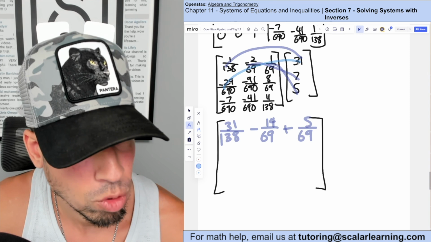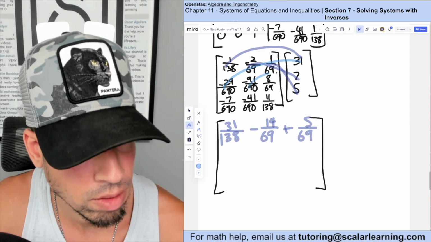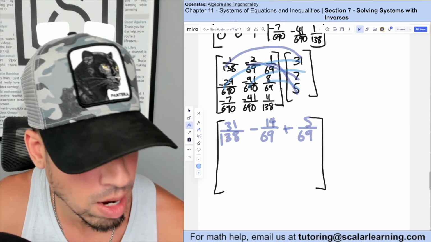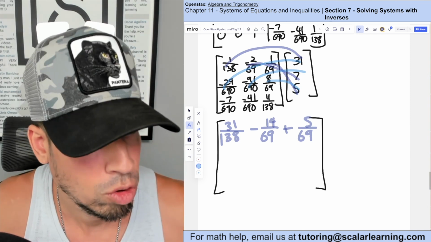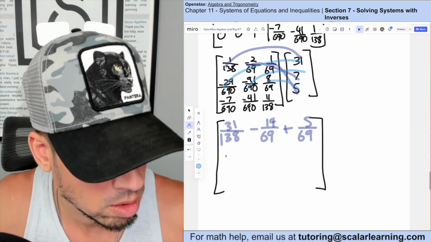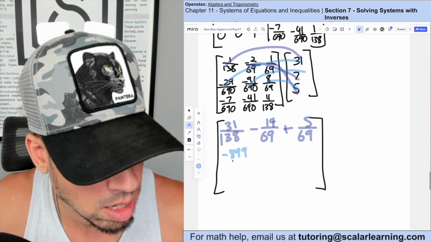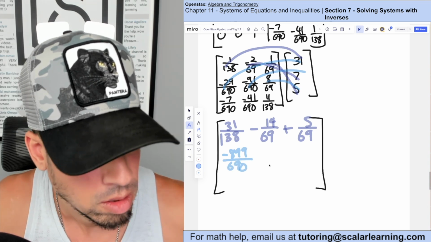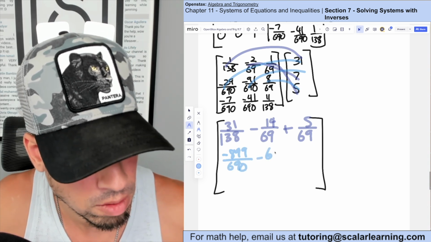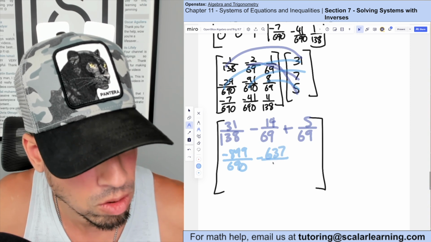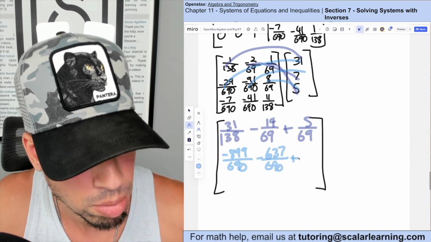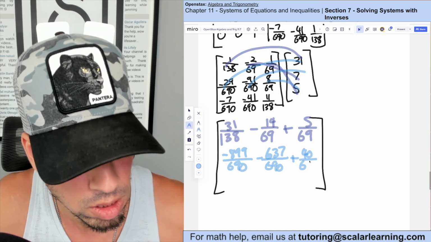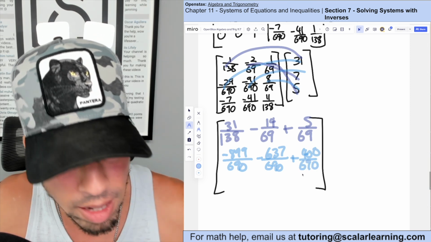Then we got negative 29 times 31, negative 91 times 7, 8 times 5, and with those denominators. So 31 times 29 is negative 899 over 690. 7 times 91 is negative 637 over 690, and then plus 40 over 69. I'll go ahead and make that 690, add a 0 both spots.